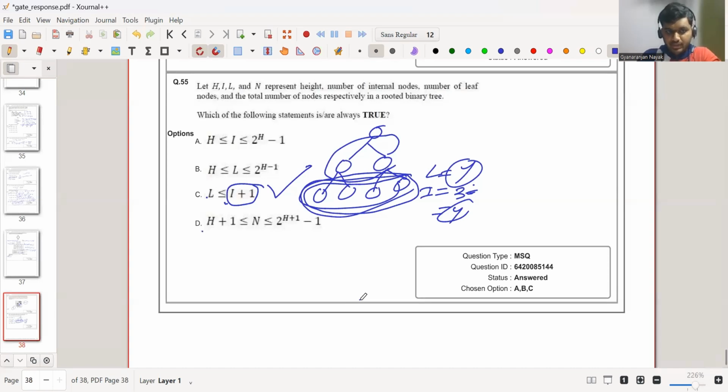And here, height plus 1 less than or equal to n less than or equal to 2 to the power h plus 1 minus 1. It is the maximum height. Okay. So it is also correct. So your answer is C and D. Okay.